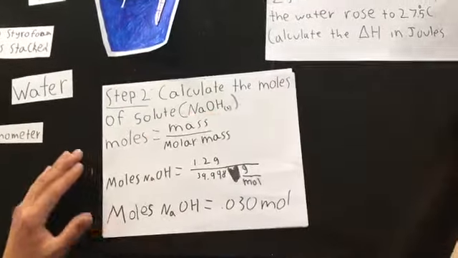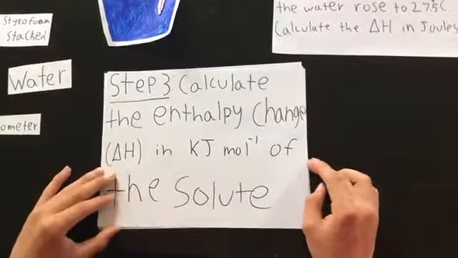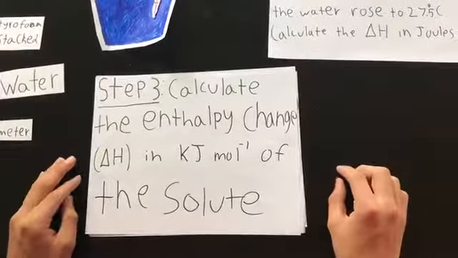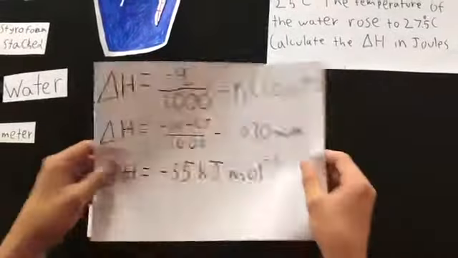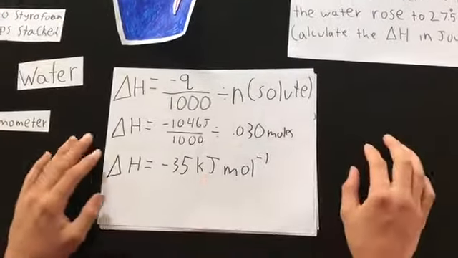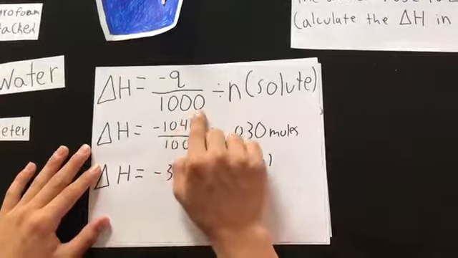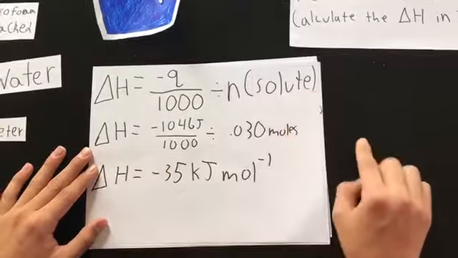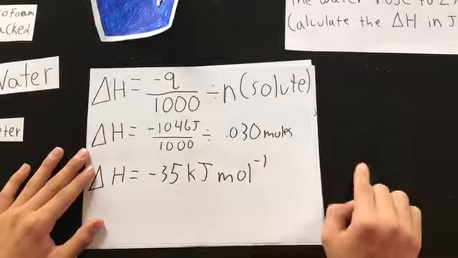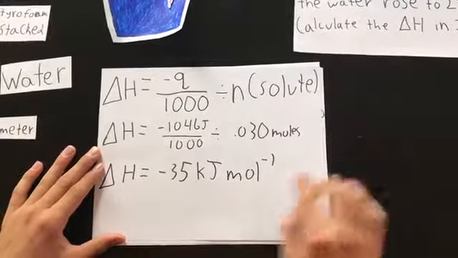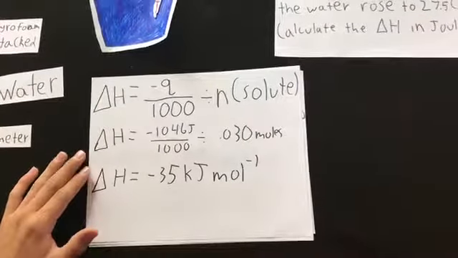Step 3 of this process is to calculate the enthalpy change, or delta H, in kilojoules per mole (kJ mol^-1) of the solute. To do this, you do delta H equals negative Q, which we found was 1,046 joules, over 1,000, divided by n of the solute, and that is 0.030 moles. Now when we do this equation, it comes out as negative 35 kilojoules per mole (kJ mol^-1).